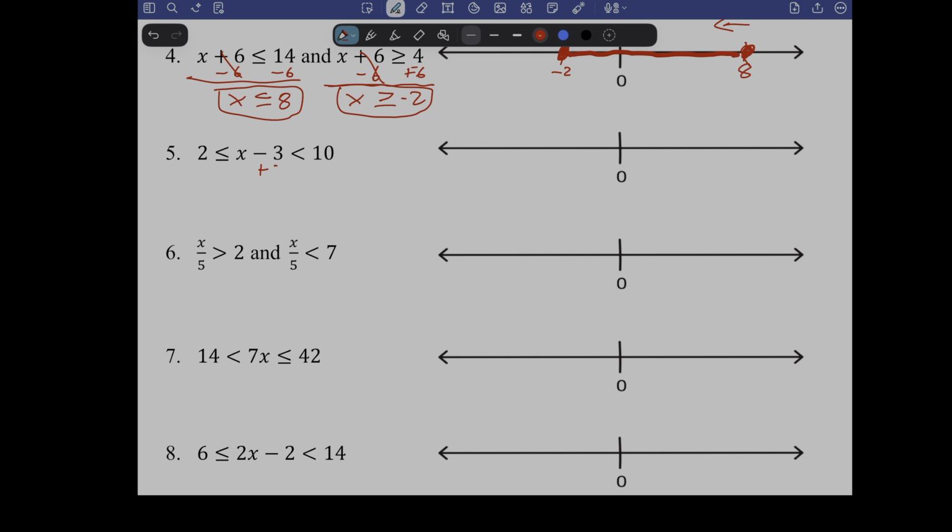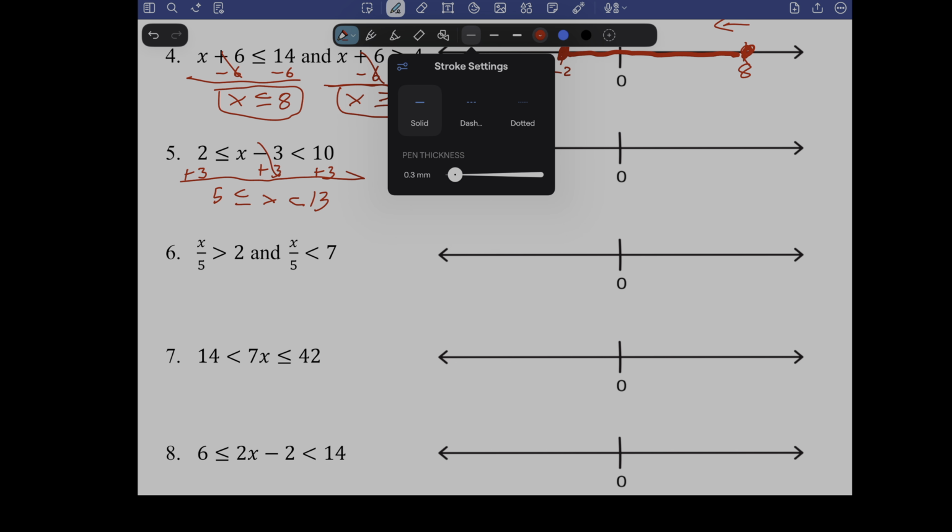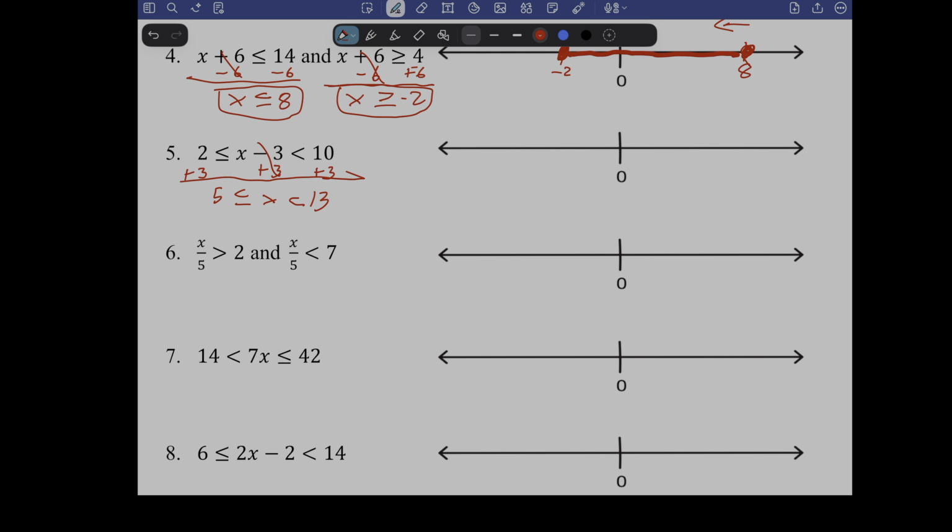Same thing. If I do something to the middle, I have to do it to the right and I have to do it to the left. All right. So that'll give my x by itself. And I'm going to be left with 5 is greater than or equal to x, which is greater than 13. Now, my 5 is going to have a dot and my 13 is going to have a hole. So let's start with my dot at 5.